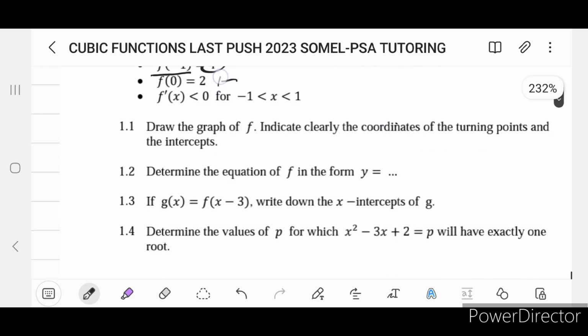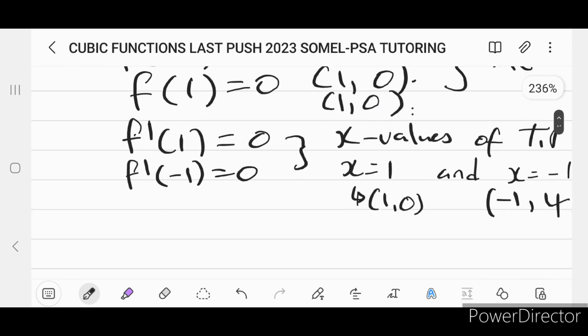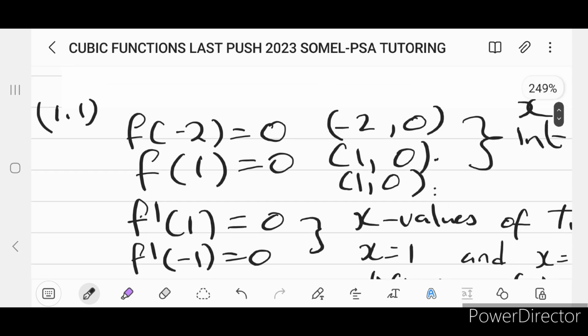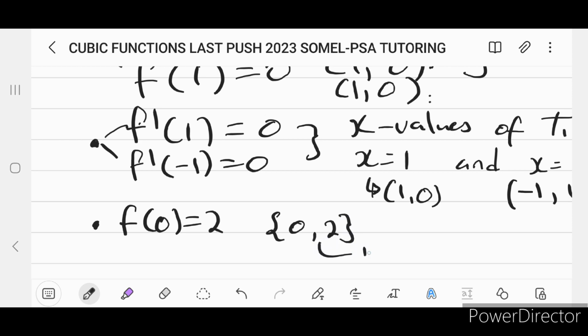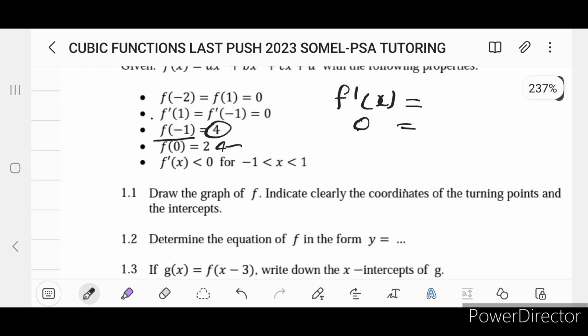And then this one, f of 0 is 2. So these are the first things that I got, these are the second things that I got, and the third thing that I got is f of 0 equals 2. What this is telling me is that when x is 0, y is 2. So this is the y-intercept of the function.